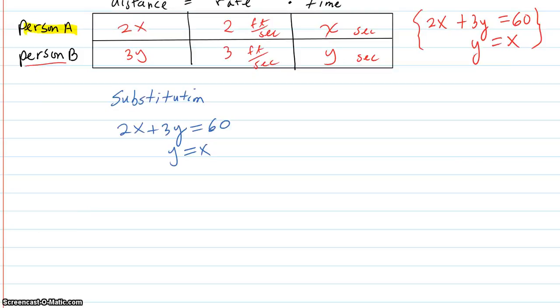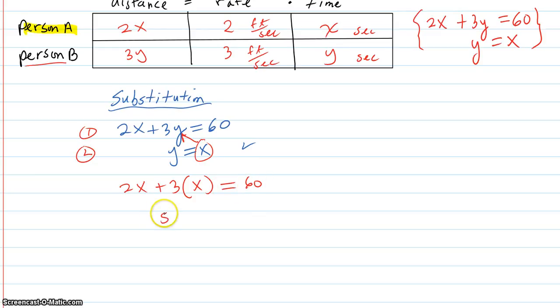So it looks like we're going to do this one by substitution because y equals x is already solved for y. So you take the y equals x and you plug it right in for y into equation number 1, and you end up with 2x plus 3 times y, but the y is being replaced with x, and that comes out 60. So then you end up with 5x equals 60 and x equals 12, and that's in seconds. So it's going to take 12 seconds for them to meet up.